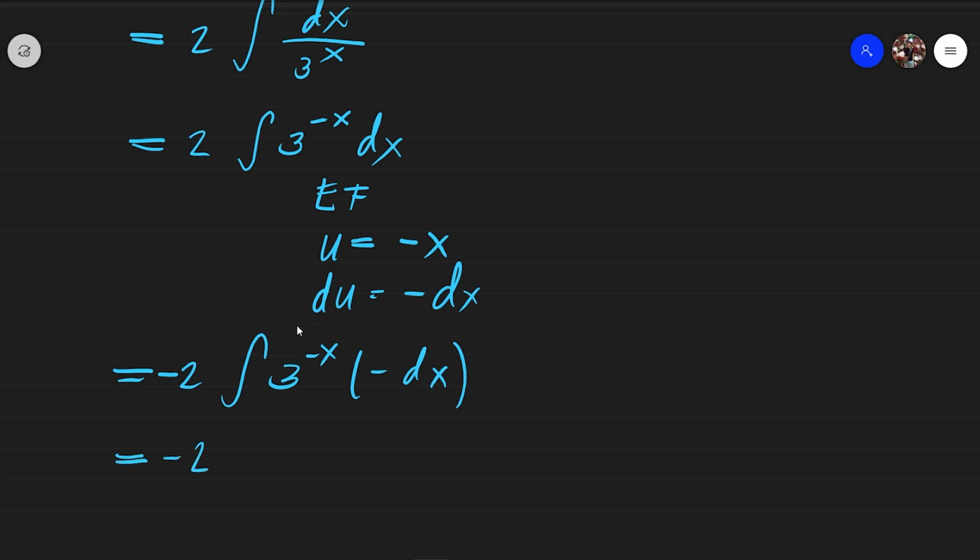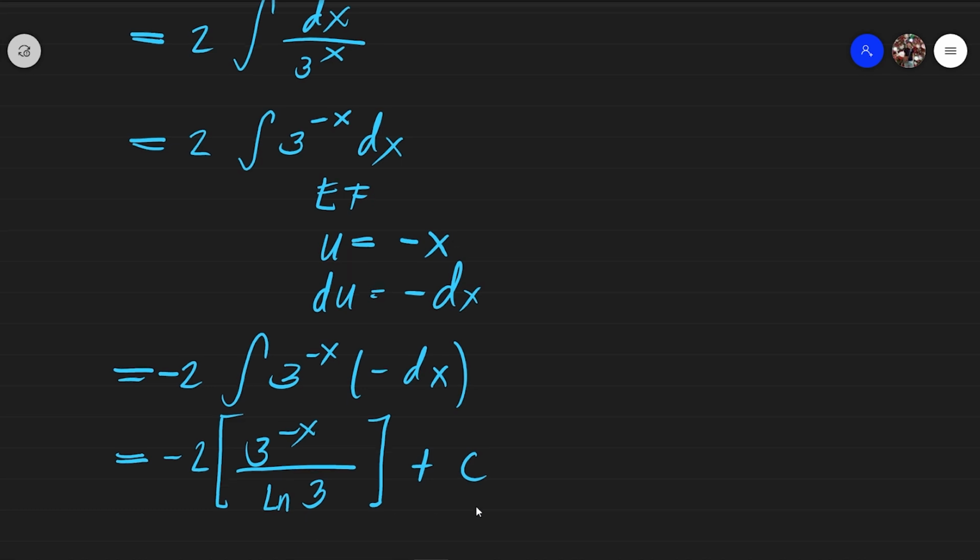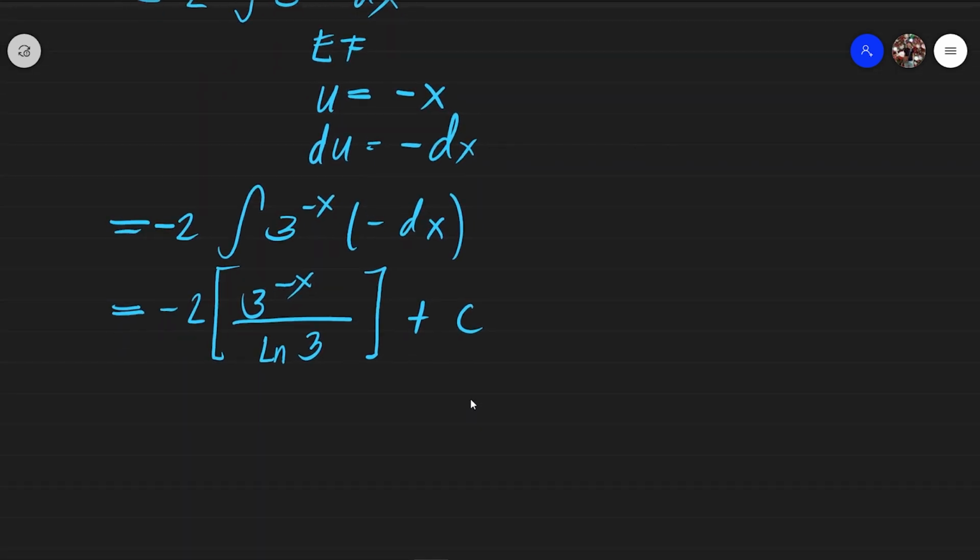Now we will apply the right side of the exponential function formula, and that is a raised to u over ln a. Your a here is 3 and your u is negative x, all over ln a, and your a is 3. So this is your answer. Of course, your plus c. But we need to simplify further.